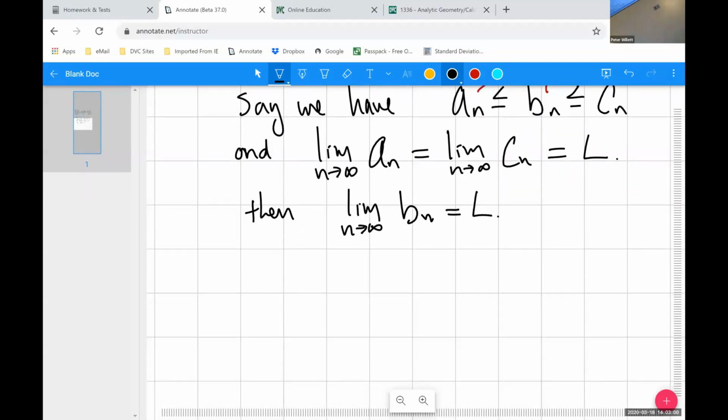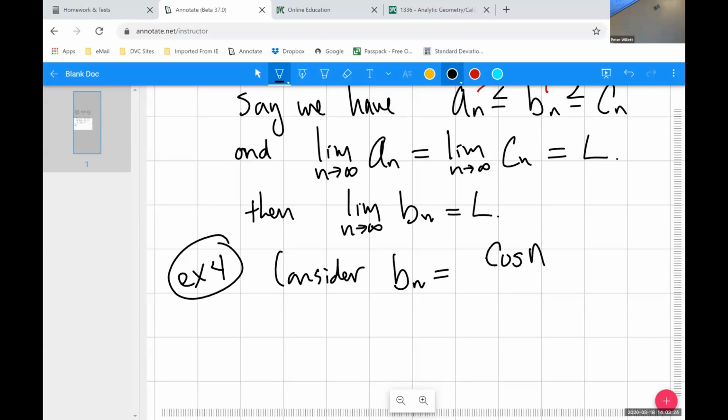So we can take a quick look at how this might make sense by looking at example 4. On the same page, because this is only half a page of material, and this is the only example they give, but let's take a look. It says, consider b sub n is equal to cosine of n divided by n squared plus 1. And it says, find the limit of this sequence.